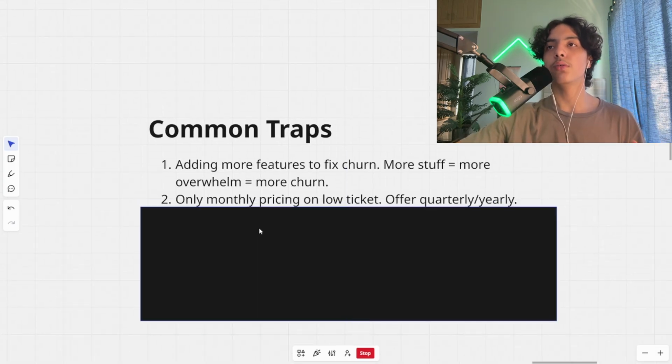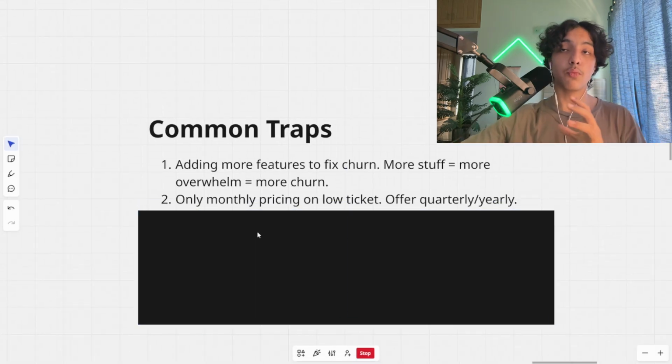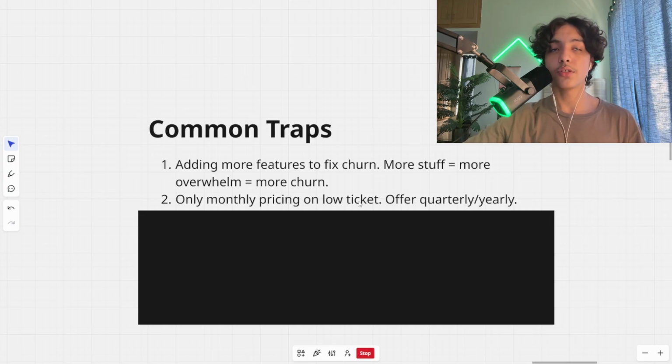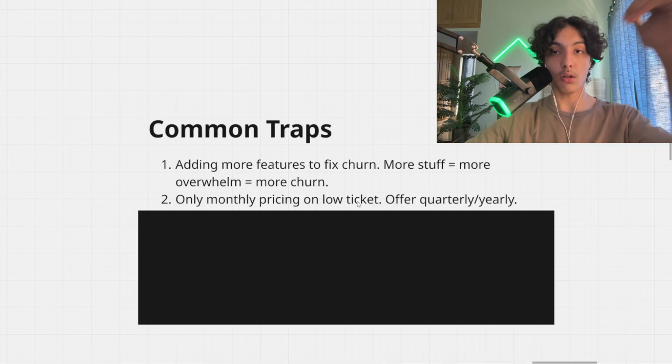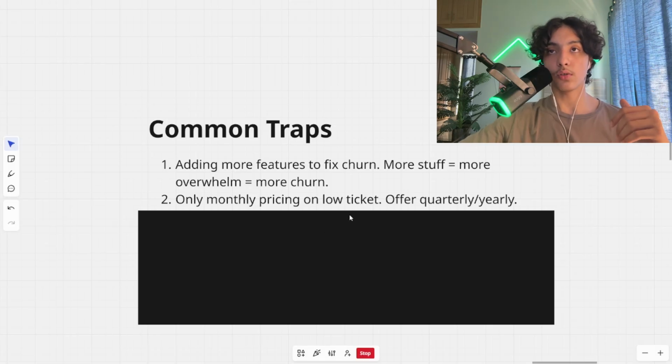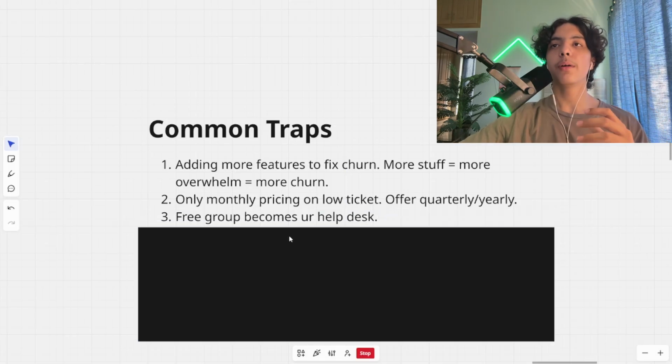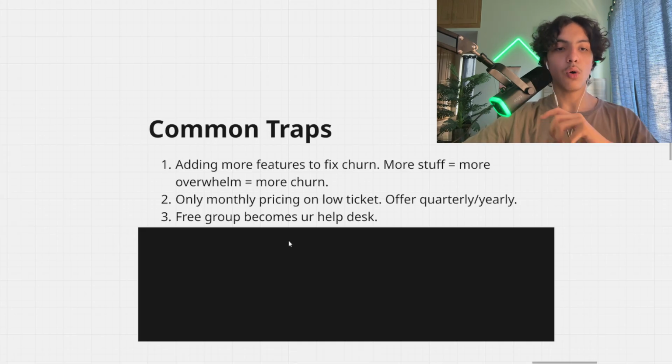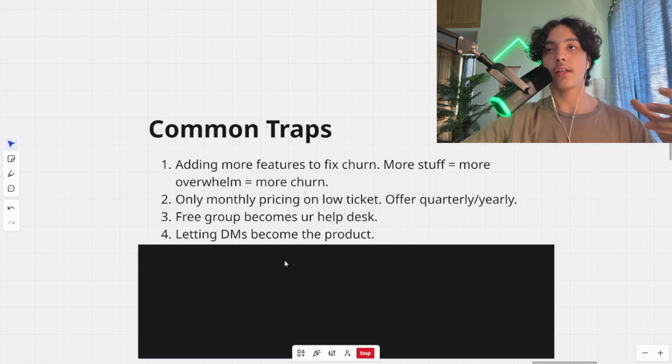And then number 2, you could also do only monthly pricing on the low ticket. That's really bad again. You always want to offer some kind of quarterly or yearly option so that people who are really devoted can pay you a lot, and you can make sure that your churn is as low as possible. And then number 3, the free group does not have to become your help desk. Please do not make the free group your help desk. The only time you want to help the free group is in the support center with support tickets after a day.